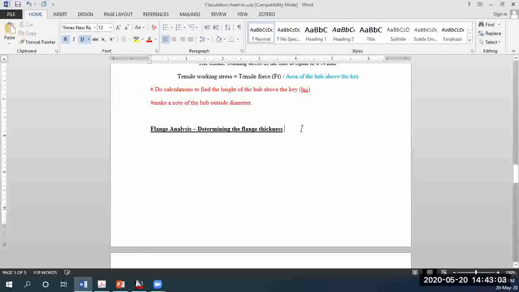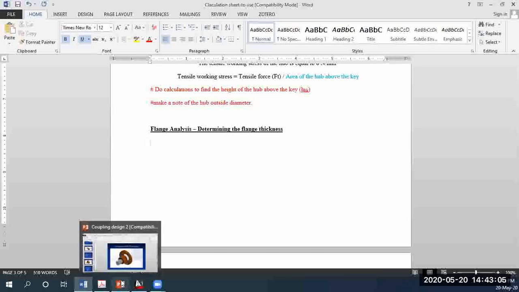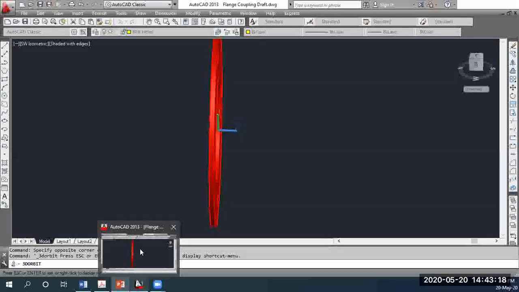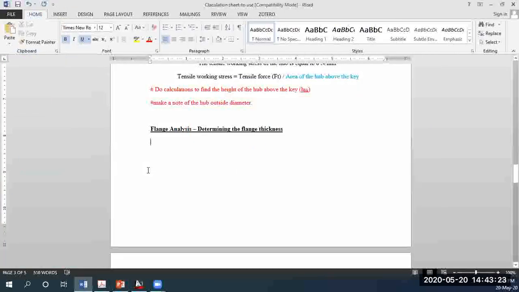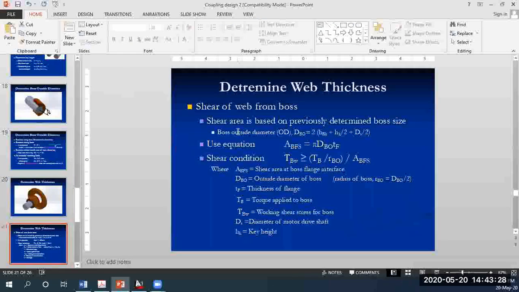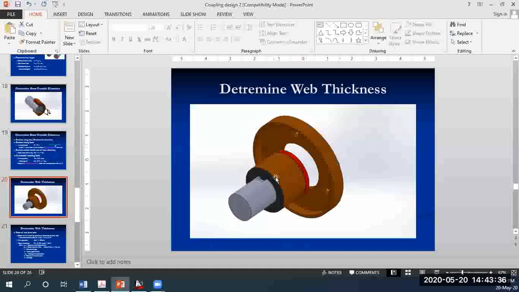For the flange analysis, what you're trying to do is determine what type of stresses will cause the flange to fail, if it were to fail. Through the analysis, you'll be able to determine the flange thickness. Looking at your notes, the flange web means the same thing. So, shear of web from the boss. That is the web, and it will shear off from the boss or the hub.